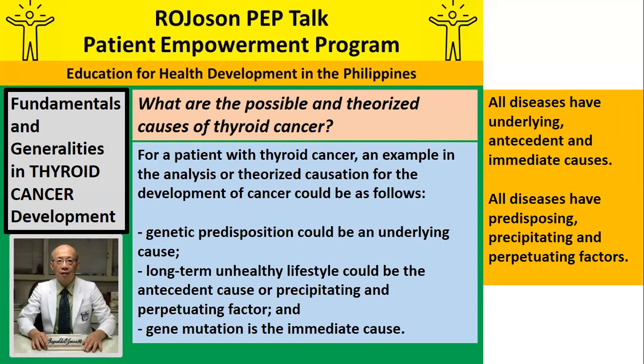For a patient with a thyroid cancer, an example in the analysis of the theorized causation for the development of cancer could be as follows. Genetic predisposition could be an underlying cause. Long-term unhealthy lifestyle could be the antecedent cause or precipitating and perpetuating factor. And genetic mutation will be the immediate cause.